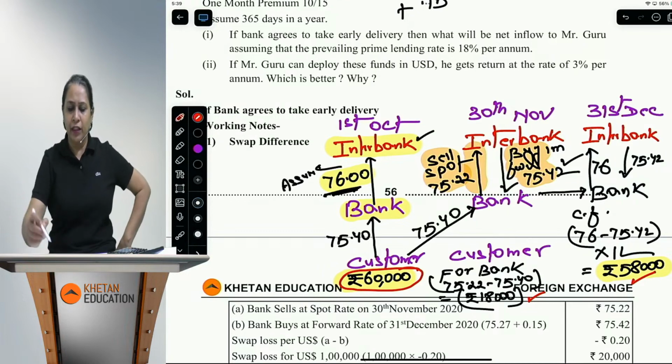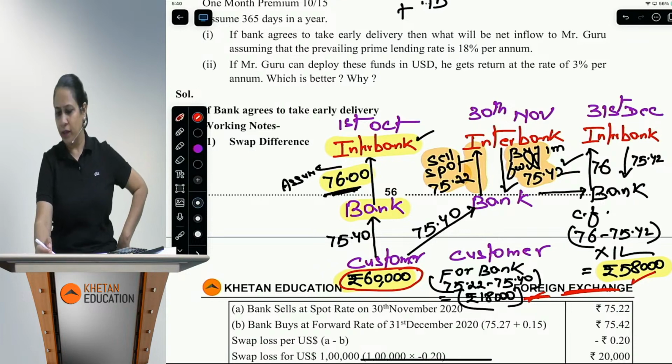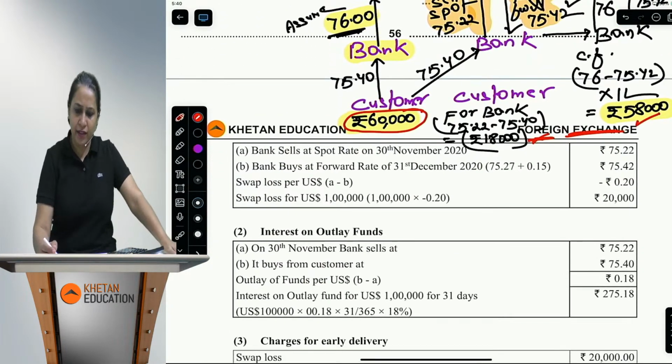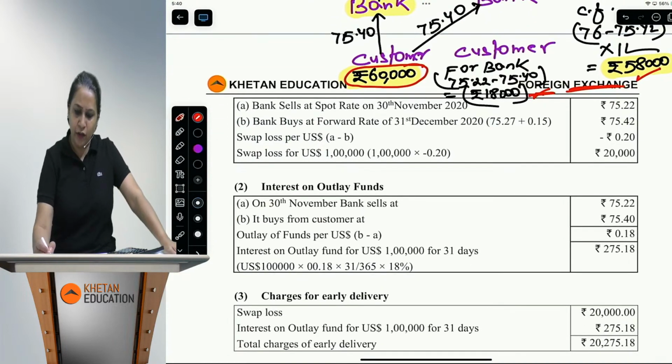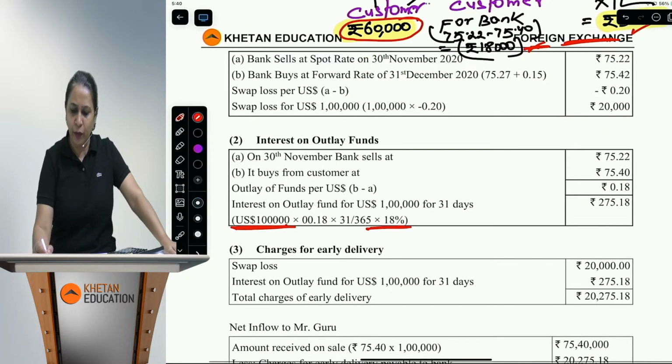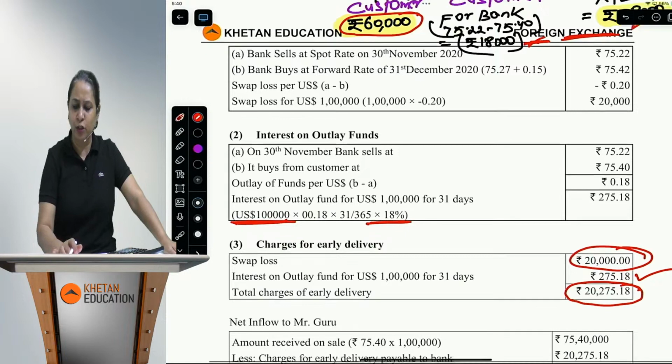So basically the bank has to carry this particular loss in the books for another 1 month. Though the bank is able to recover this loss, it has to carry it for 1 month, and hence the interest of 1 month on 18,000 will also be charged from the customer. Look at this: interest on outlay of funds of 18,000 at 18% for 1 month. So the charges of early delivery are the 20,000 swap loss and the interest on outlay. This is the amount that the customer has to pay because of the early delivery.